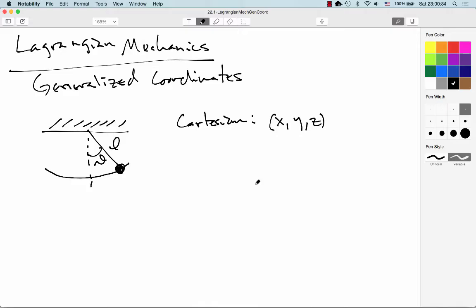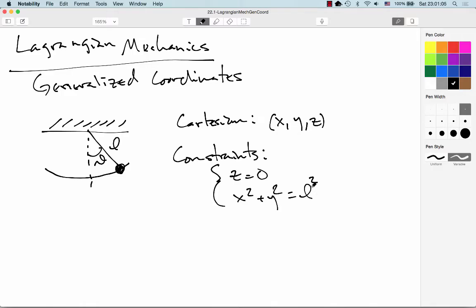Now, if we think about it here, the motion of the bob is subject to some constraints. I said it was oscillating in a plane. That may as well be the z equals 0 plane. So one of our constraints is that at all times z has to equal 0. Another constraint we have is that we're not going to allow the string to stretch. So that means we demand that x squared plus y squared equal L squared.